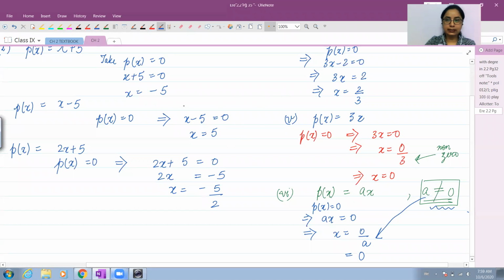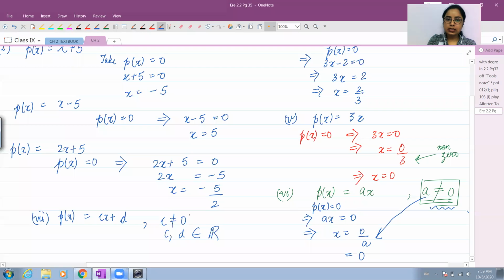Just keep this in mind that the denominator cannot be 0. And I hope now you can do the last part yourself. I think I'll just do it over here. Seventh part, we have p(x) equals cx plus d. This is a linear polynomial now. And they are saying c is not 0, c and d are real numbers, c, d belong to the set of reals.